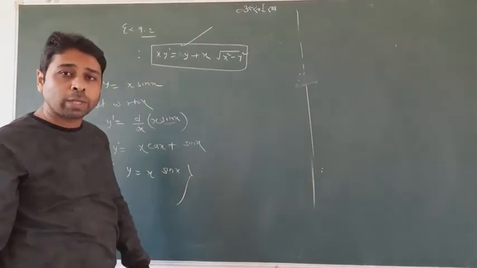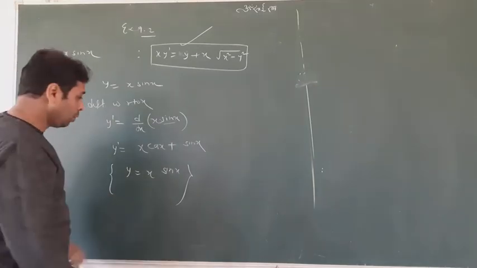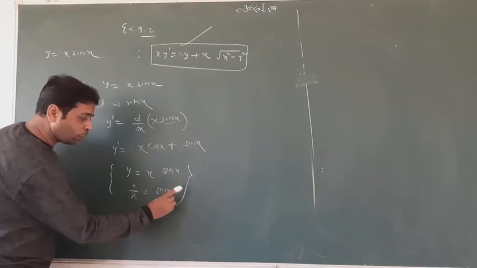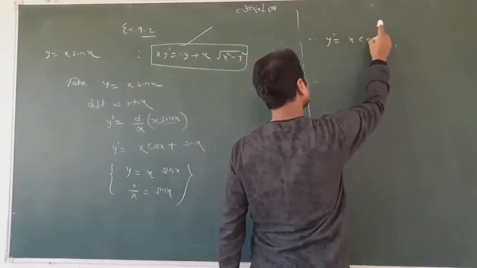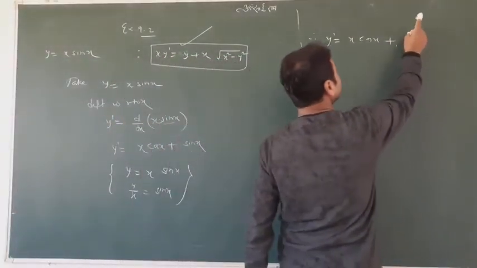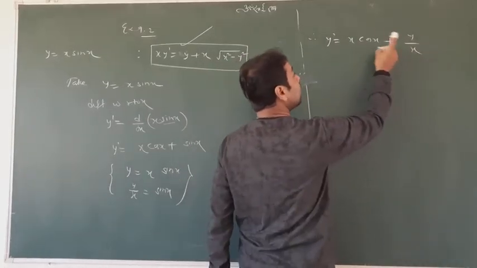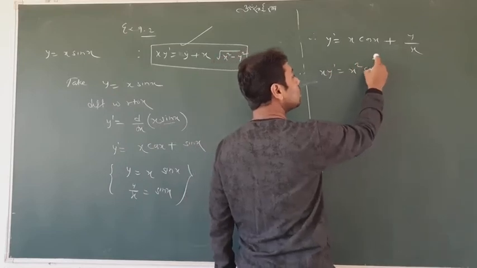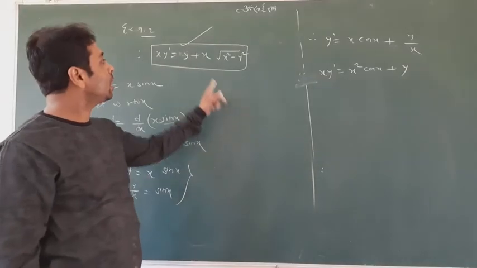I will take the help of y equal to x sin x. Do you know what is the value of sin x? Y by x is equal to sin x. Can we put sin x here? So we have y dash equal to x cos x plus, instead of sin x, y by x. Can we take an LCM and cross multiply? X y dash equal to x square cos x plus y, like that. Now are we getting the same answer?